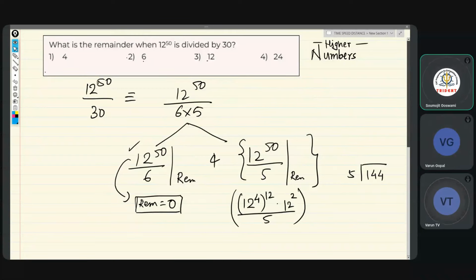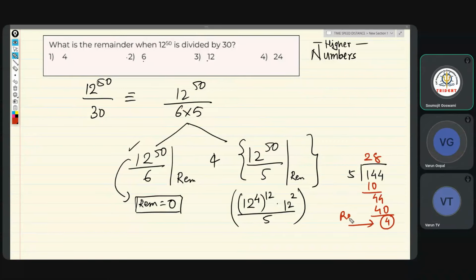Working it out, the remainder comes out as 4. But we really didn't need it to calculate the remainder. I think you guys remember from the last question also, the remainder will be 4 only. So modulo 5, you are getting a remainder of 4.